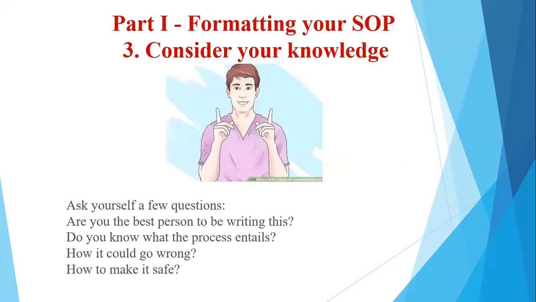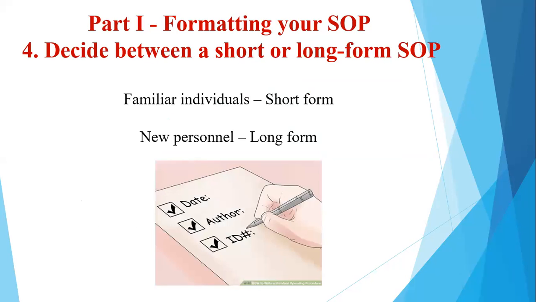Third step was to consider your knowledge. You could be the right person, but for writing a standard operating procedure, essentially you have to be the best person for writing down the process or the procedure. Only then are you able to pick up the minute details with respect to the procedure, right? Then decide whether you would opt for a short or long form for writing your SOPs, right?